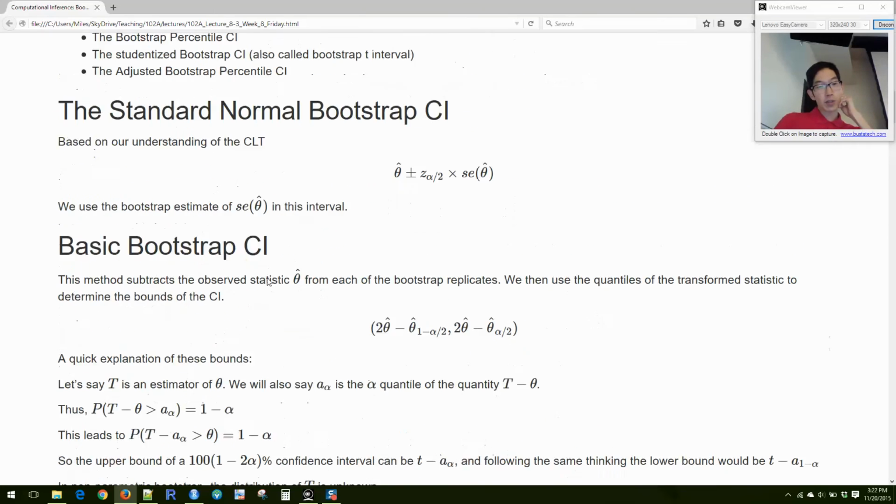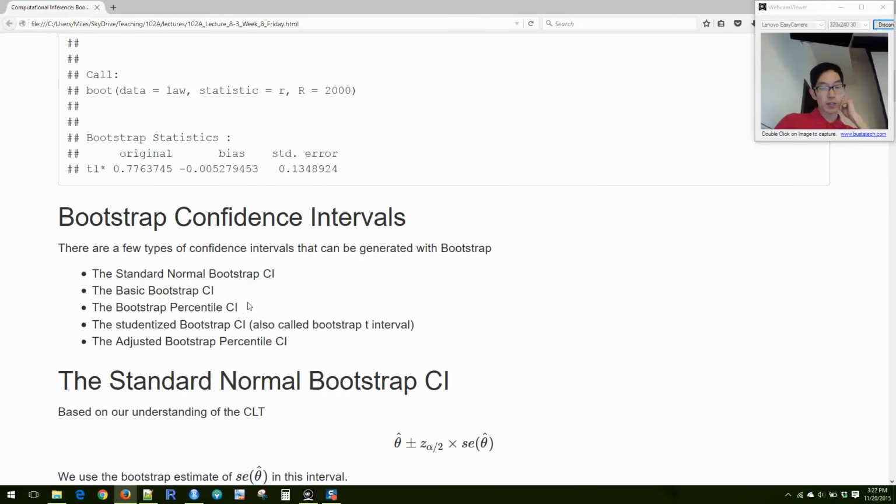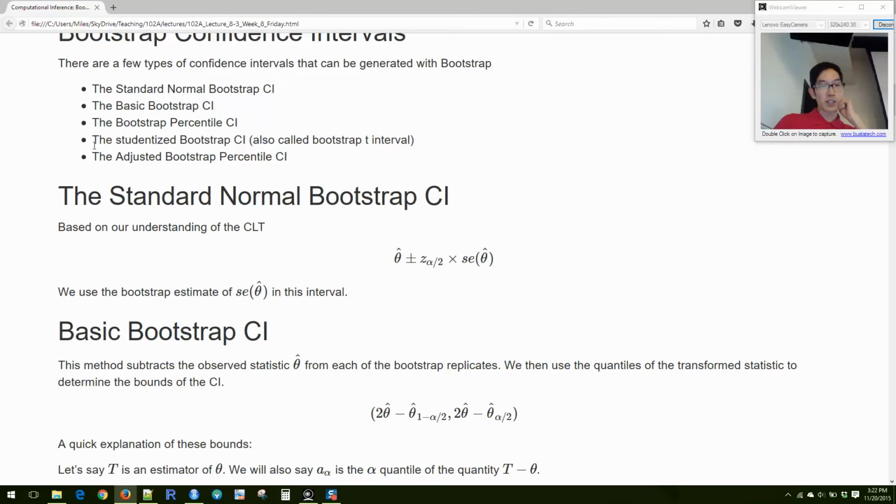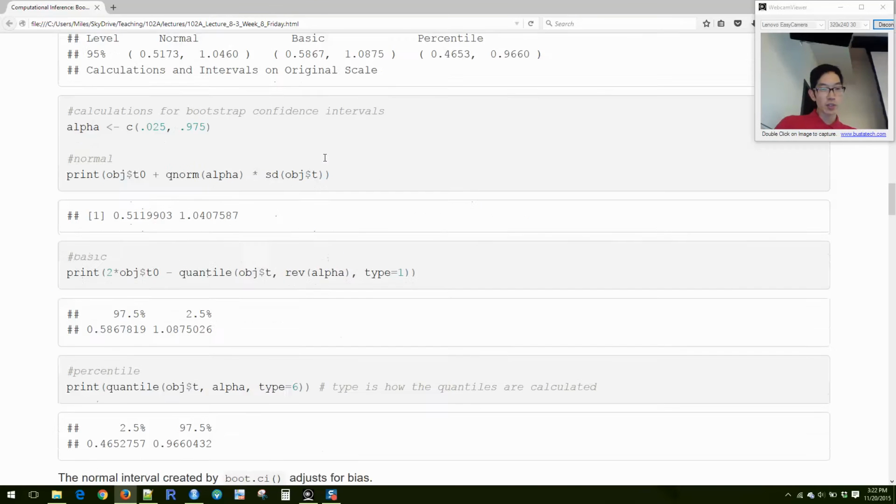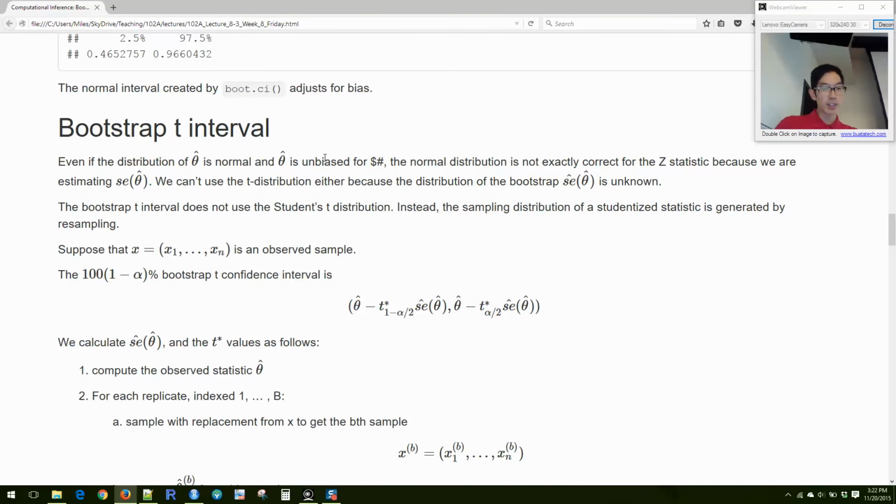The other two confidence intervals, okay, so that covers the first three, and then we've got the studentized Bootstrap confidence interval and the adjusted Bootstrap percentile confidence interval. These ones are a little bit more complicated in their calculations. So I'll describe this one, the Bootstrap T interval. Whoops, I messed up something here.